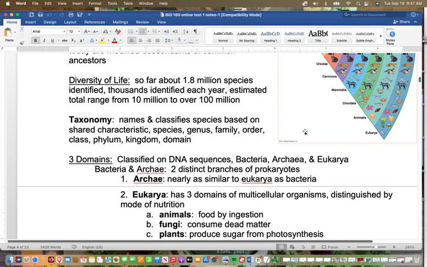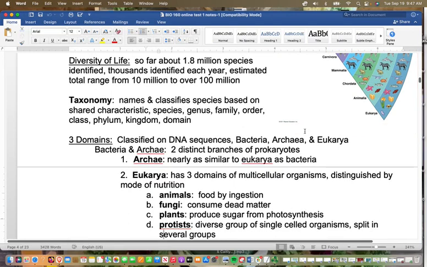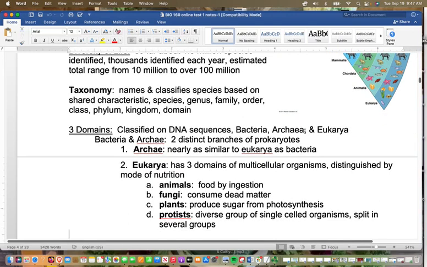So we have 3 domains of life. They're based on DNA sequences. You've got the bacteria, the archaea, and the eukarya. So the bacteria and the archaea are both prokaryotic cells. The eukarya are going to be eukaryotic cells. So the archaea, they have nearly as many similarities to the eukarya as the bacteria. So even though they are a prokaryotic cell, they do have a lot of similarities to the eukaryotes.